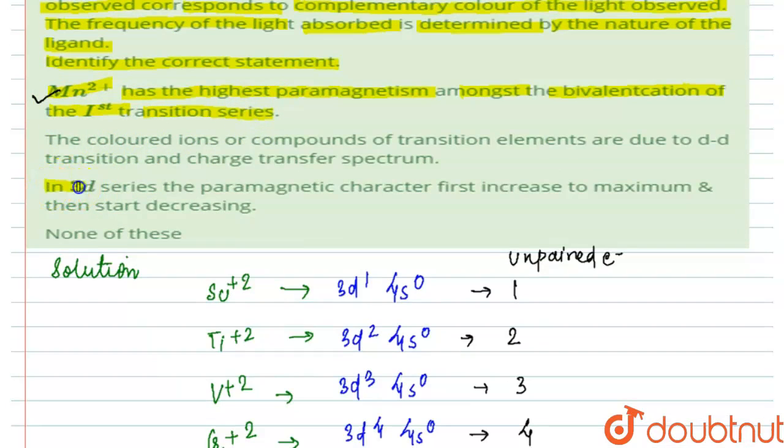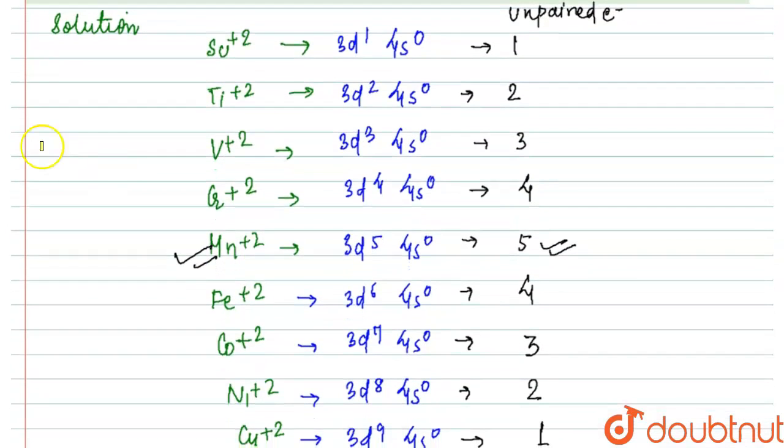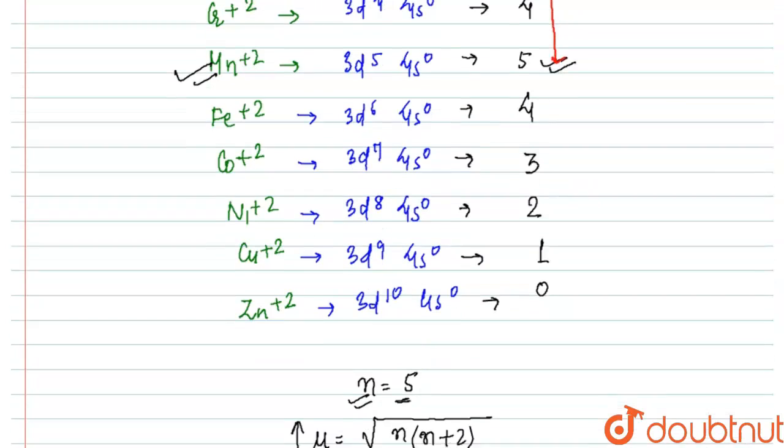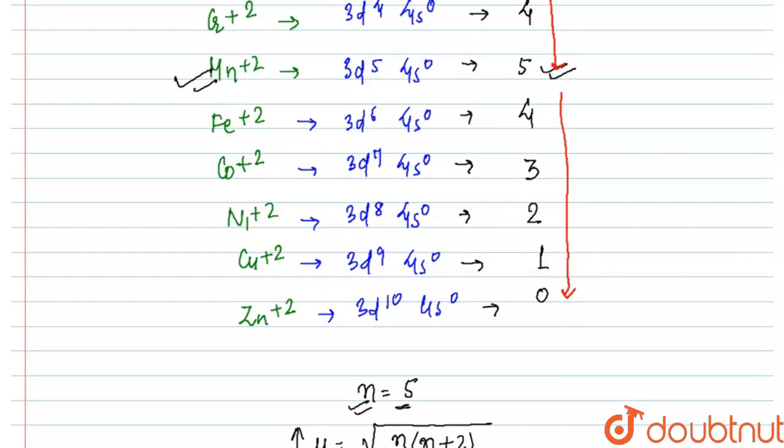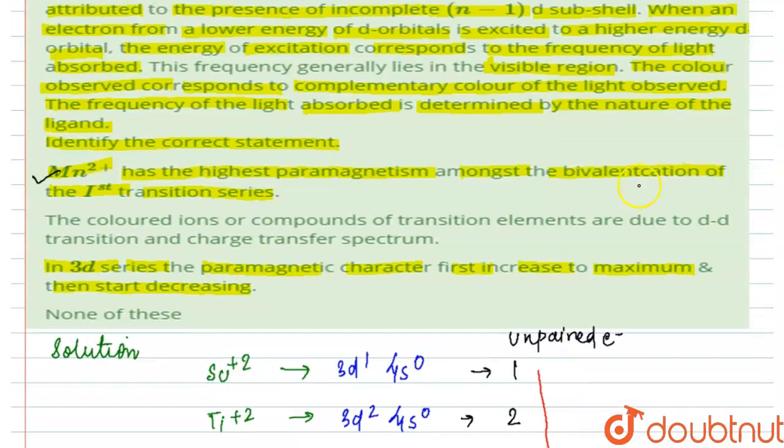The third one says that in the 3d series, the paramagnetic character first increases to a maximum and then starts decreasing. As you can see here, the unpaired electrons first increase till manganese and then decrease. So this statement is also correct, because as the number of unpaired electrons increases, the magnetic moment will increase, and hence eventually the paramagnetic character will also increase. So the third statement is also correct.